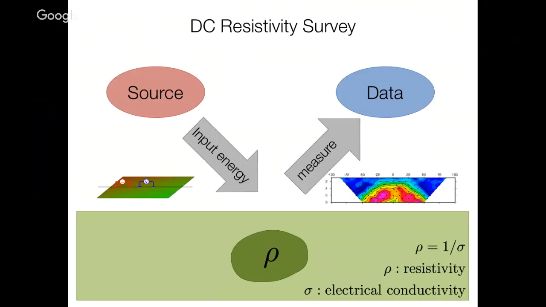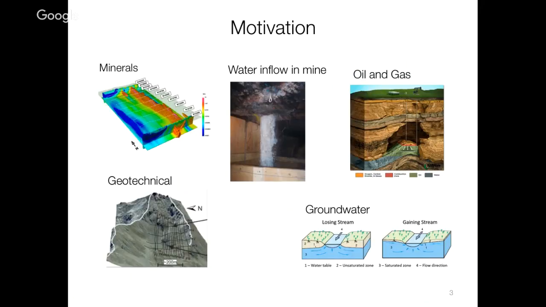Okay, so we're going to do a DC resistivity survey. Again, we're looking for structure inside resistivity, rho. And again, resistivity and conductivity are reciprocals. So what's our motivation? Maybe minerals, environmental issues, oil and gas, groundwater, geotechnical, a whole range. And as I said, DC resistivity is one of the oldest experiments that has been done.